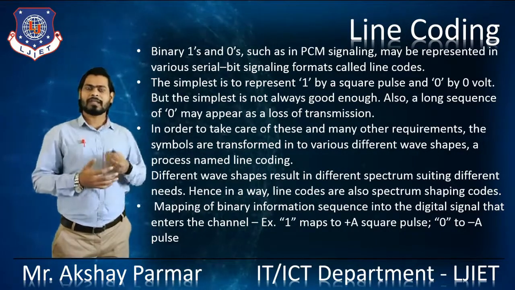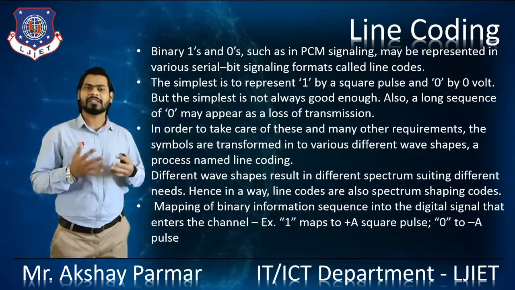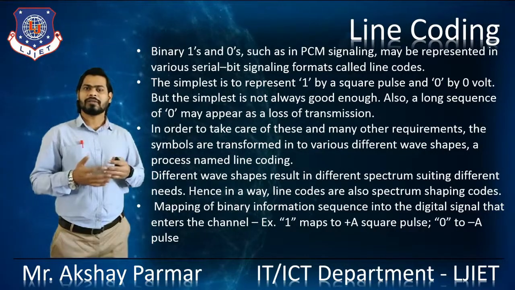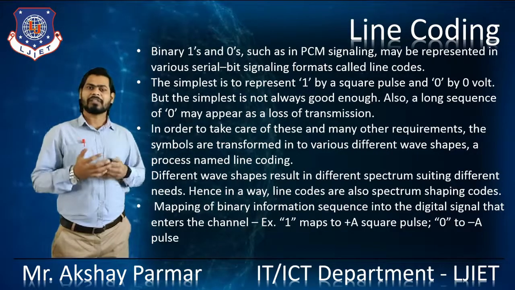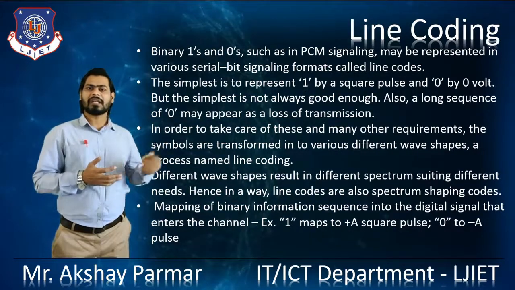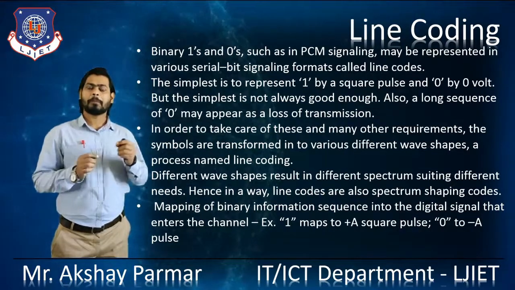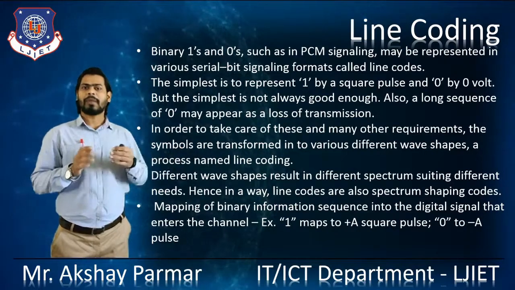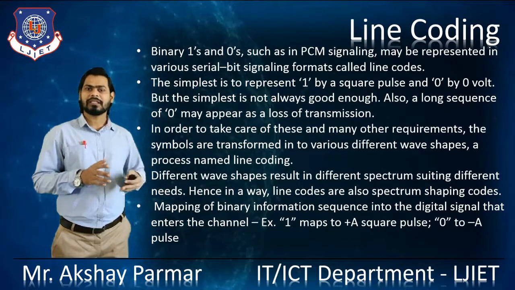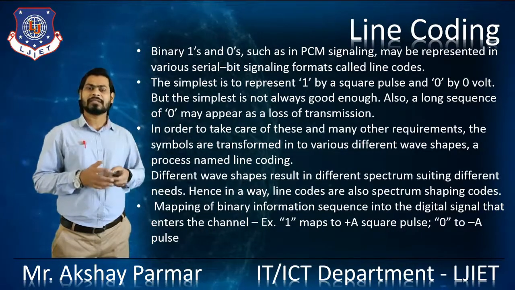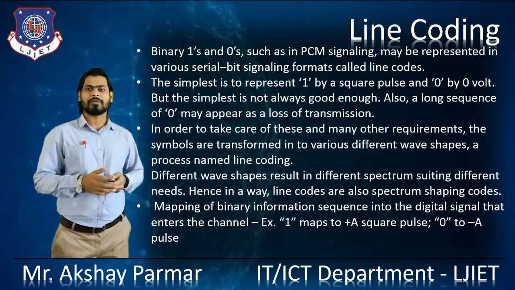In order to take care of this and many other requirements, the symbols are transformed into various different wave shapes, a process named line coding. Different wave shapes result in different spectra suiting different needs. Hence, in this way, line codes are also spectrum shaping codes. So it is the mapping of binary information, or the sequence, into digital signals that enter the channel, such as 1 mapping to a positive square wave and 0 to a negative pulse.